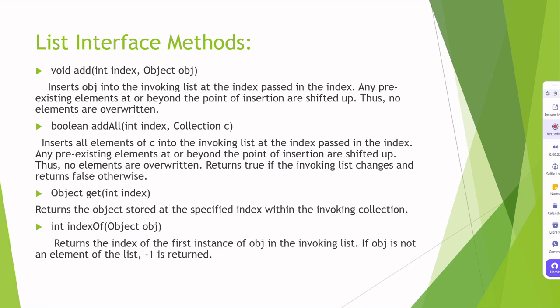Then the next method is boolean addAll. It returns a boolean. When you want to insert one collection into another collection, you can use this addAll functionality. It inserts all the elements of C into the invoking list at the index passed. Any pre-existing elements at or beyond the point of insertion are shifted up, so no elements are overwritten. It returns true if the invoking list changes, and false otherwise.